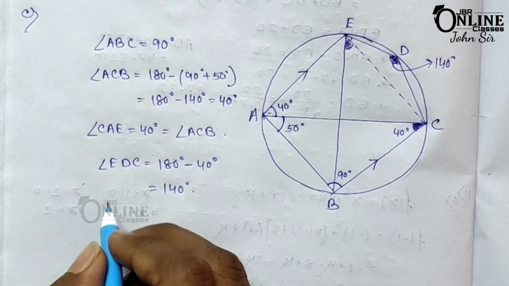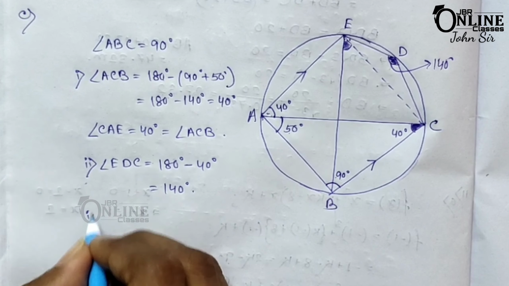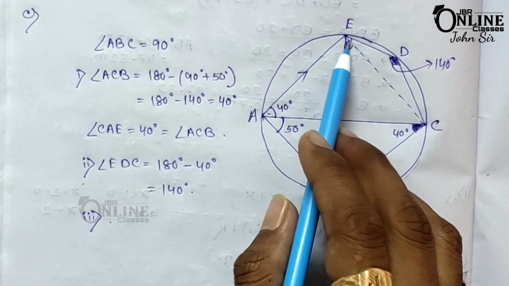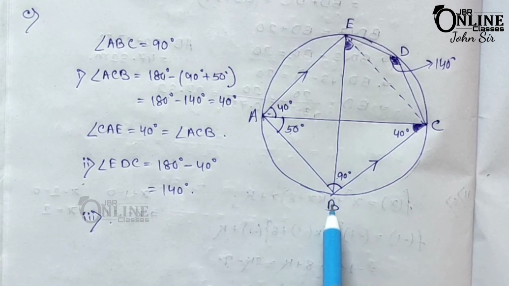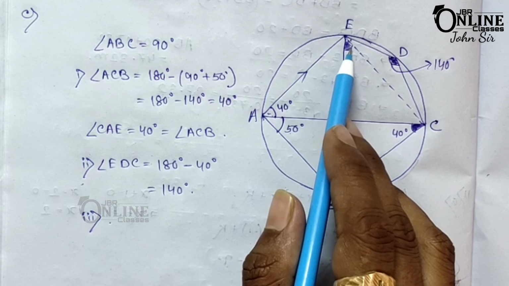Now the third one, the last one. This is the first answer, this is the second one. Now the third one, you have to find out the value of BEC. So first connect BE and then EC. Now you have to find out BEC.